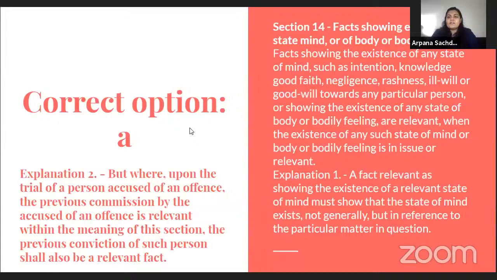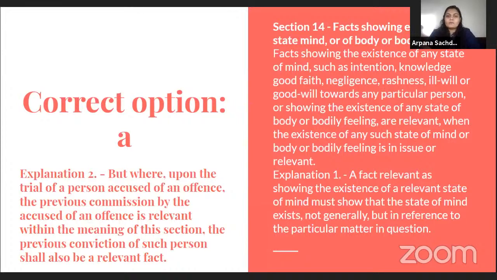As we saw in the illustration, A has already shot B on a previous occasion. So in that illustration, if we use Exception 2 here, and we have seen that he has been convicted or accused for previously shooting B, then that previous action of his is relevant for Section 14.